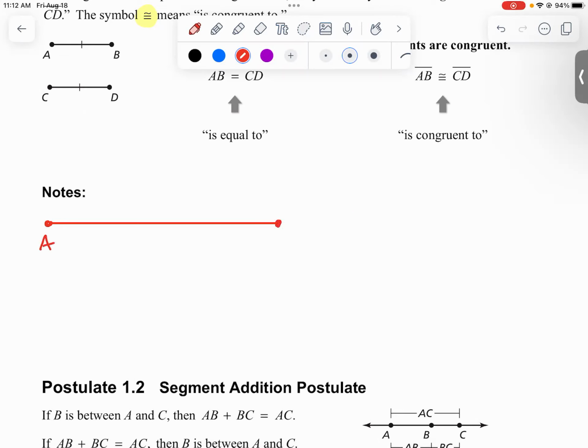This is segment AC. It has a point in between called B. And this is segment DF. And there's a point in between. And then I want you to mark it up like I have up here.